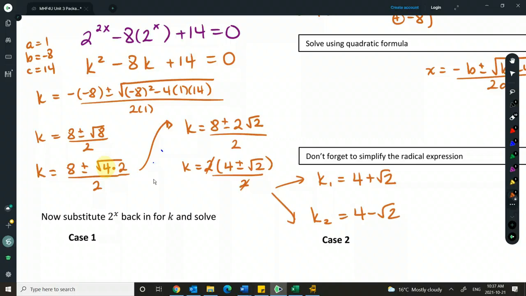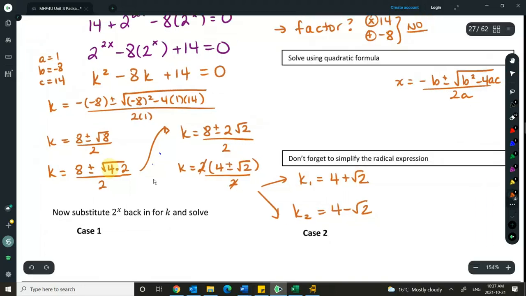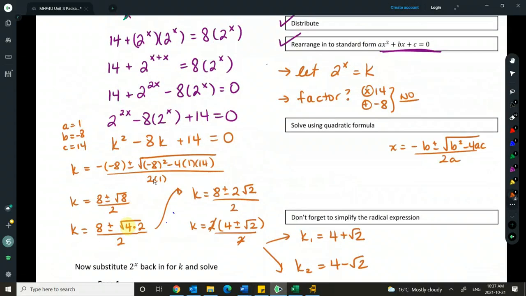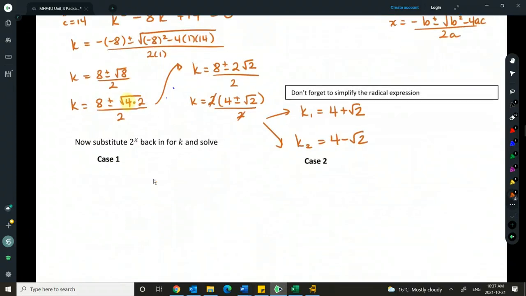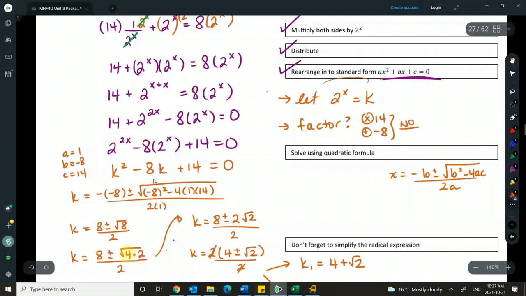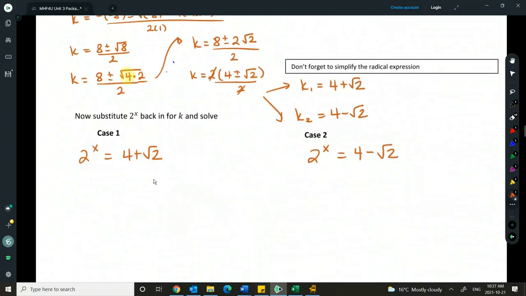Okay, this is the hardest version of this question. If you can do this one, you can do any of them. And we're almost done. We're just going to take our k values now and sub them back into our let statement and solve for x. So for case 1, I will set 2 to the x equal to 4 plus root 2. And for case 2, we will set 2 to the x equal to 4 minus root 2. Just plugging them back into our let statement, 2 to the x equals k.